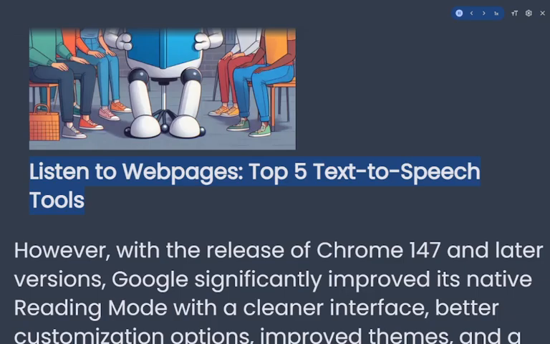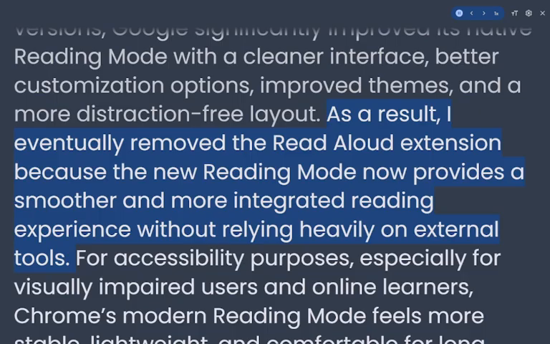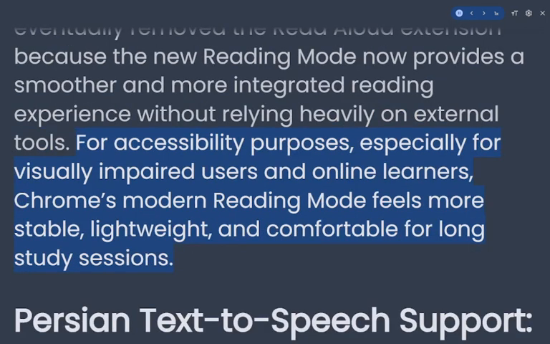Listen to web pages. Top 5 text-to-speech tools. However, with the release of Chrome 147 and later versions, Google significantly improved its native reading mode with a cleaner interface, better customization options, improved themes, and a more distraction-free layout. As a result, I eventually removed the Read Aloud extension because the new reading mode now provides a smoother and more integrated reading experience without relying heavily on external tools. For accessibility purposes, especially for visually impaired users and online learners, Chrome's modern reading mode feels more stable, lightweight, and comfortable for long study sessions.